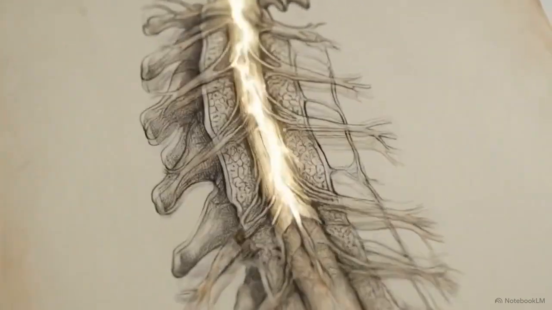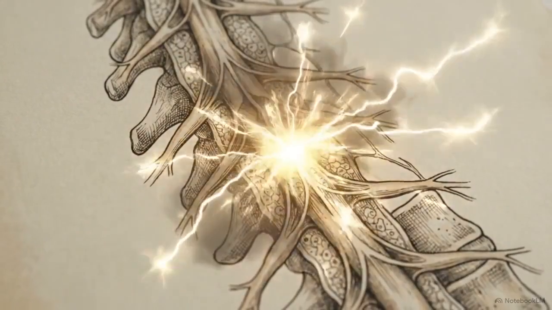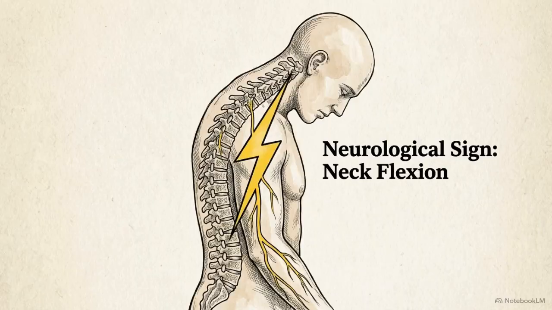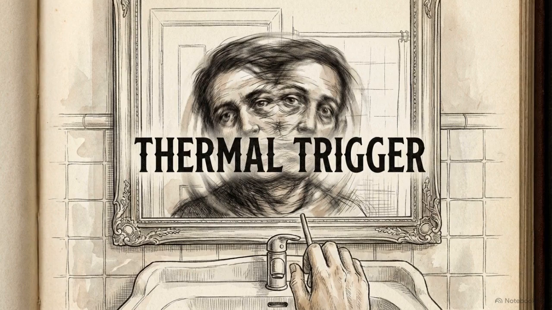Imagine leaning your head forward, and suddenly a sharp electrical shock rips down your spine and shoots into your limbs. This sudden, alarming sensation is known as Lhermitte's sign. Or picture stepping into a warm shower, only to find that as your body temperature rises, your vision goes blurry and moving your eyes becomes painful. This is called Uthoff's phenomenon.